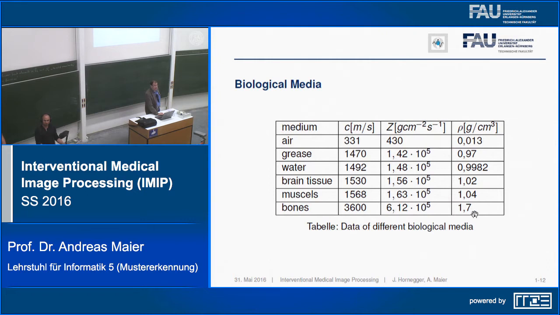And here you can see the density of these tissues. Of course, air is not very dense, and bone is the densest material that you can observe in this table. And again, all the other tissues that typically appear inside the body are of a density of approximately water. And now you can already imagine, we will see that on the next slide, that the interfaces in grease, water, brain tissue, and muscles can be very well handled by ultrasound. But as soon as you have something in the way that is either air or bones, your signal will get stuck because you will get a total reflection. We see that in a couple of slides.